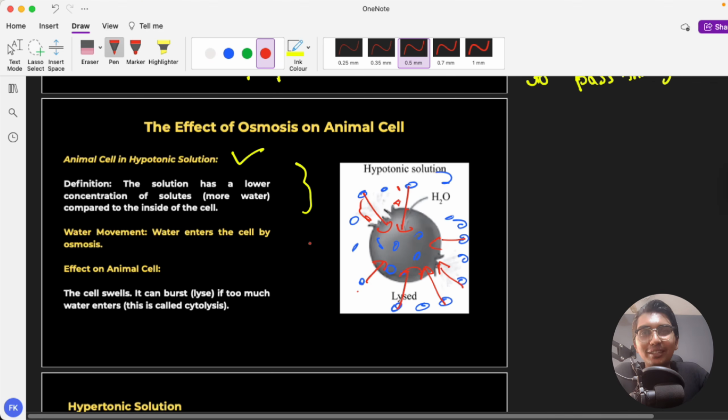So let's look at the observation your sir has made. Water movement: water enters the cell by osmosis. Effect on animal cell: the cell swells, as you can see, the cell increases in size, then it bursts if too much water entered the cell.